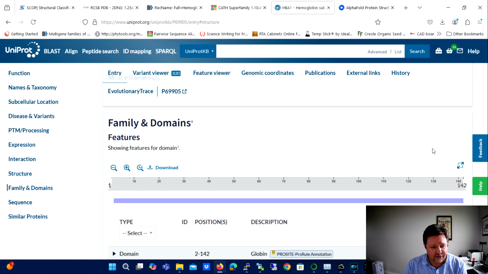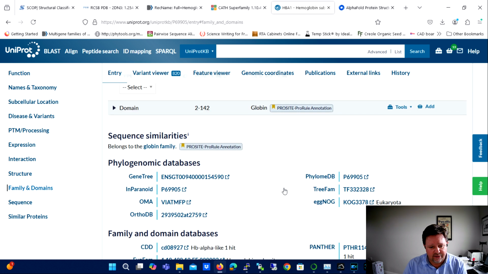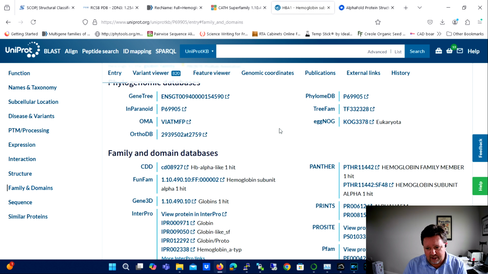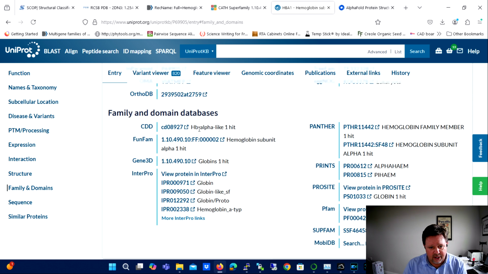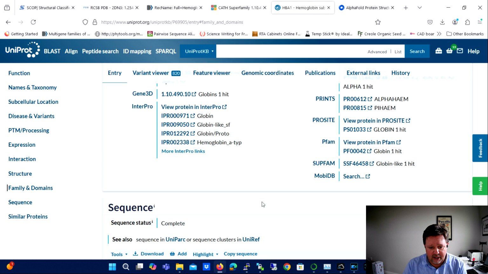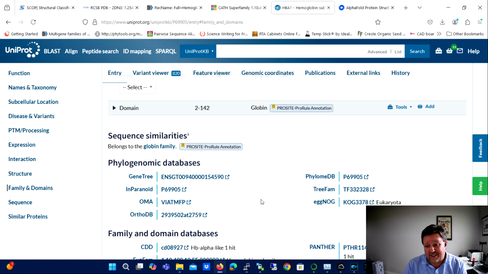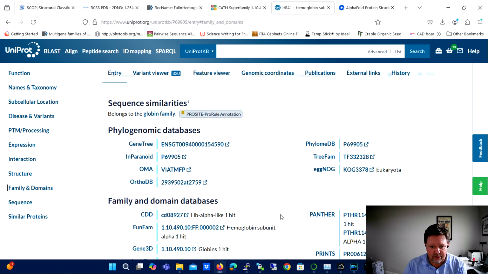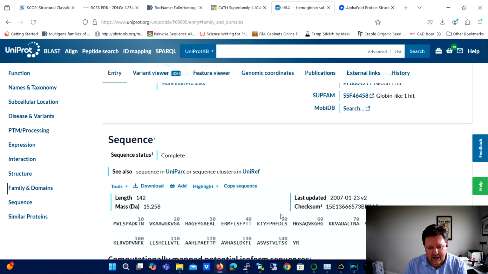It also has the family and the domains, so sequence similarities. Let's see here, what all do we got here? You've got the Conserved Domain Database. You've got PANTHER. You've got PROSITE. Several different databases here that you can link out to and look at their records. The databases that I'm showing you are just a handful. They're the databases that I like to use, but they're not the only databases out there.